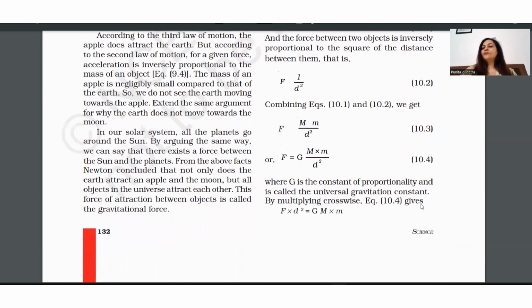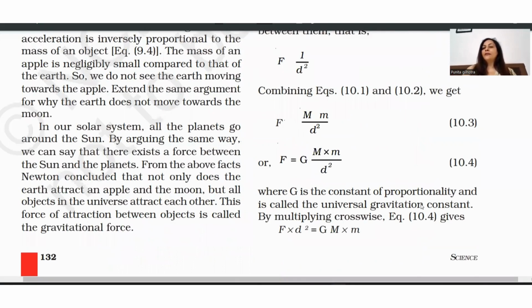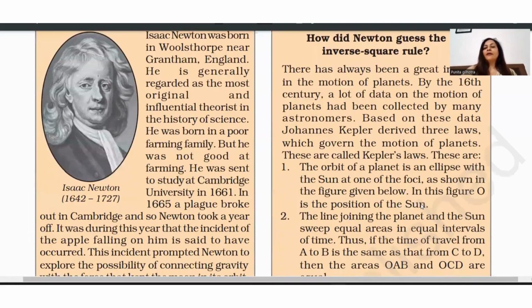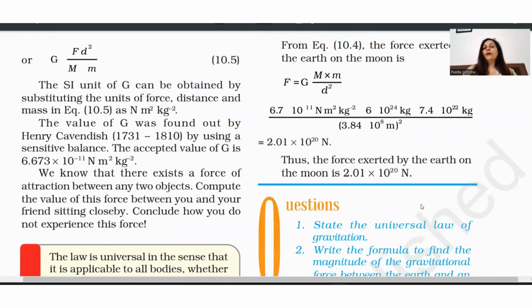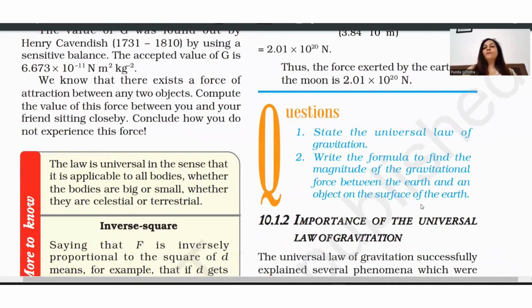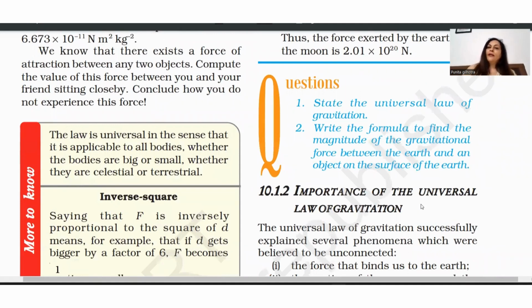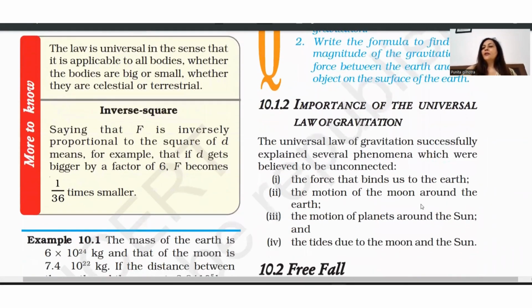So basically, what is the force of gravitation? F is equal to capital G m1 m2 upon d square. Now, capital G is called the gravitational constant, which has the value 6.67 into 10 raised to power minus 11 Newton meter square per kg square. This constant cannot be changed from place to place. So this law is applicable to all bodies, whether the bodies are big or small. So this is called the gravitational constant.